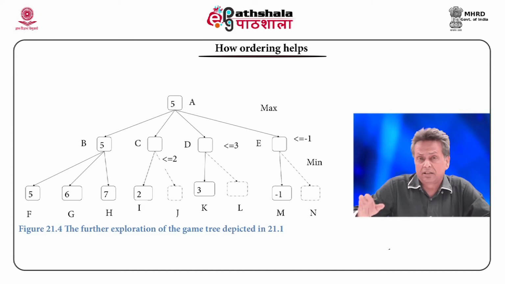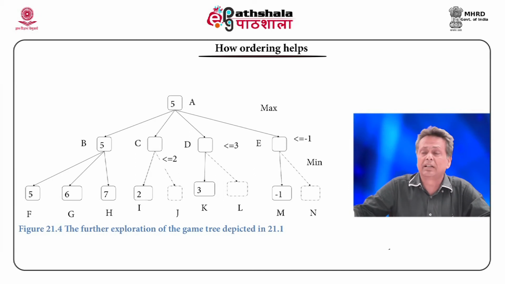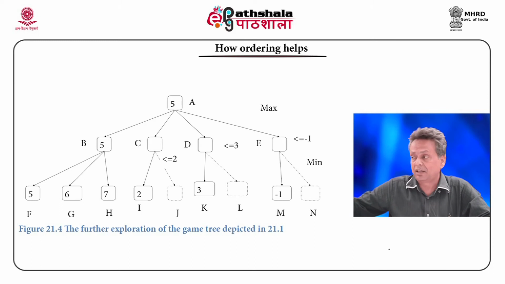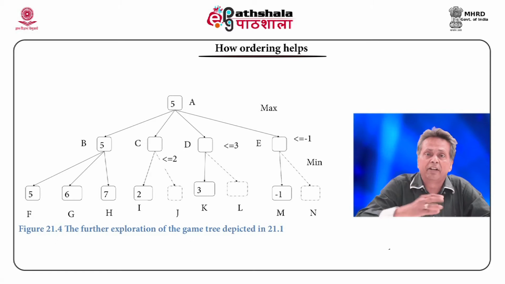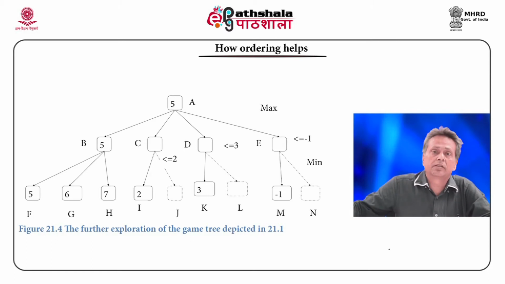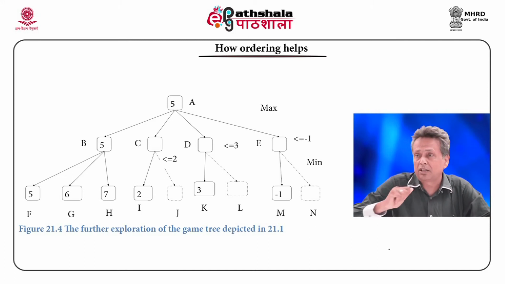But the point is, I am doing B before others, I get a better value in the beginning, and that can help me. If I had started with E, probably I would have explored all the nodes everywhere, because I start with the worst thing and everything else looks better, so I'll explore everything. So this ordering is actually very, very important in this case.